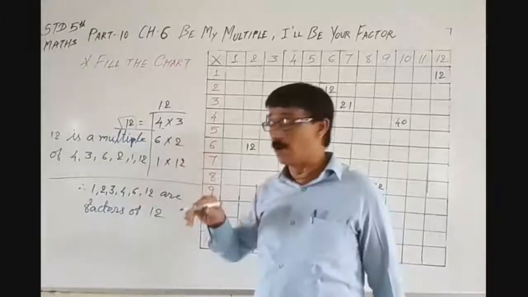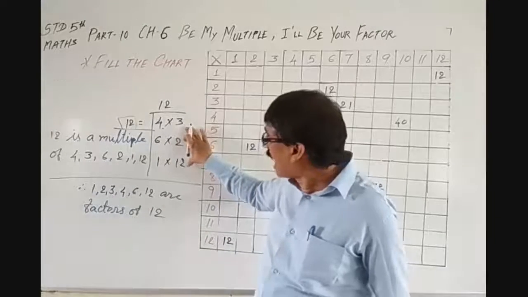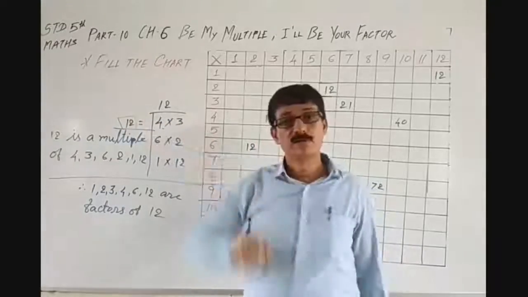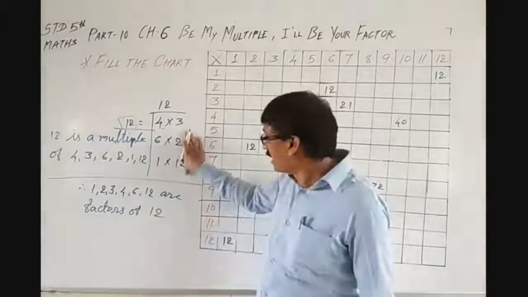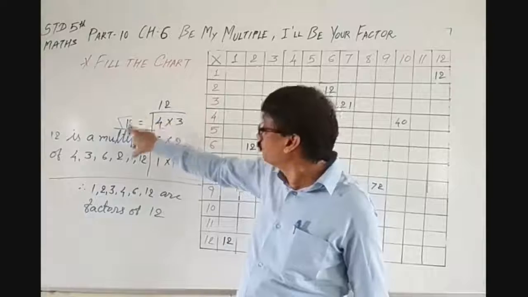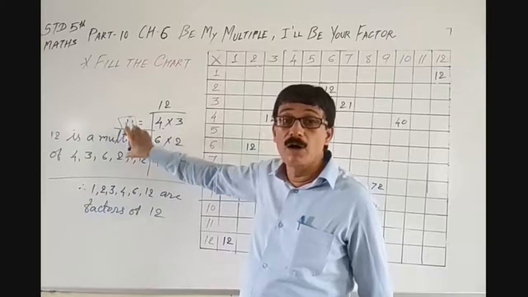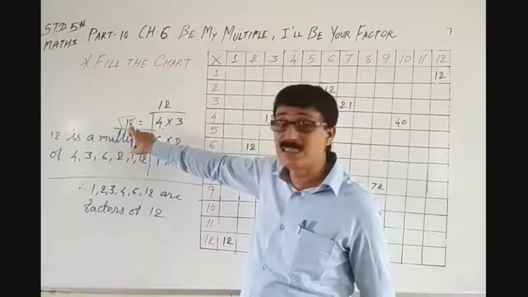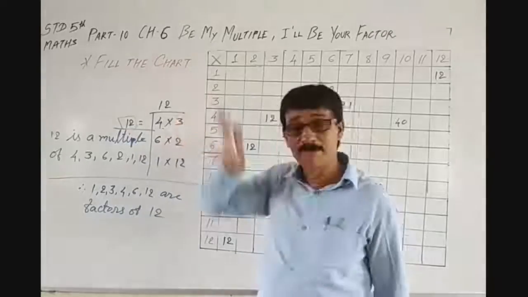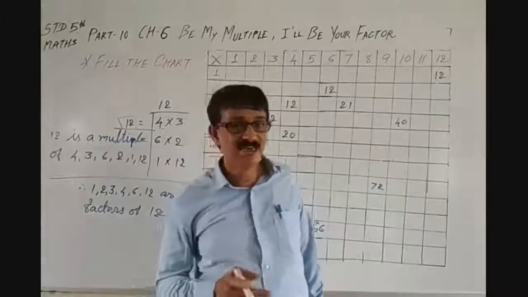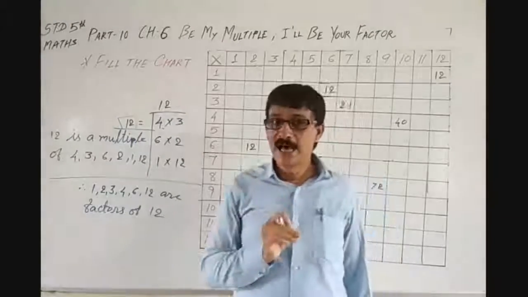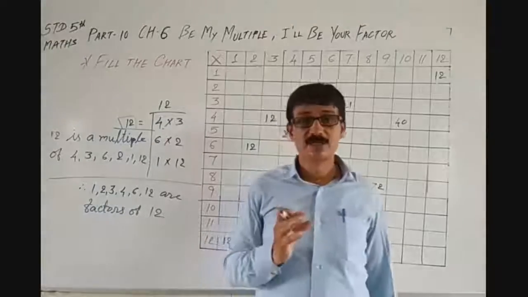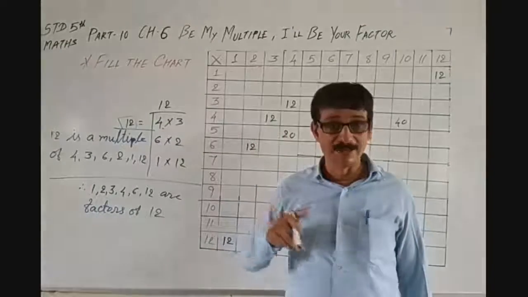Now say the opposite: these numbers are factors of 12. These numbers are factors of 12. Say the opposite: 12 is a multiple of these numbers. Try to understand this a little. In the next part we will meet and we will go for this multiplication.